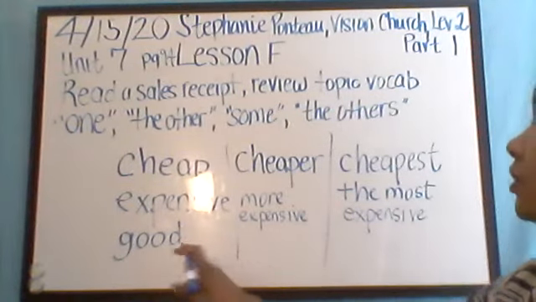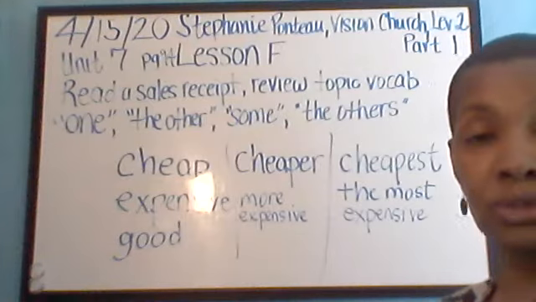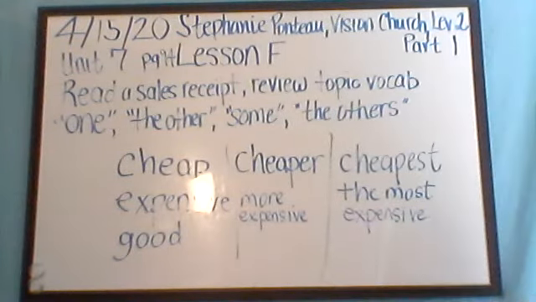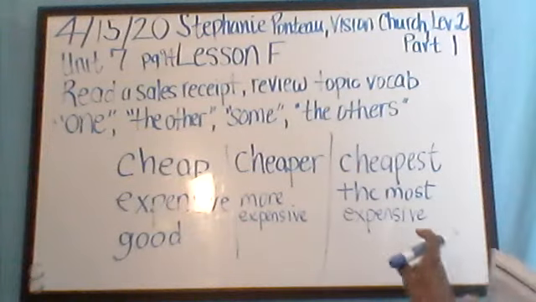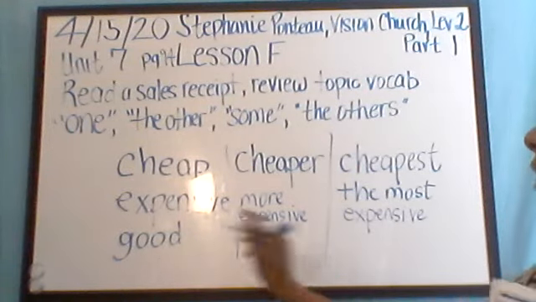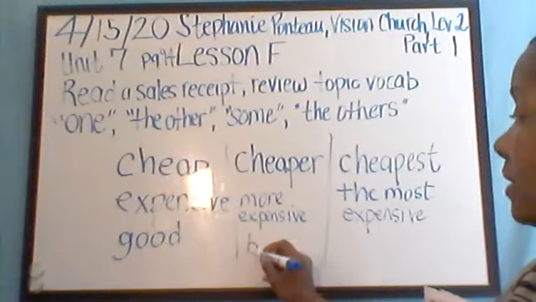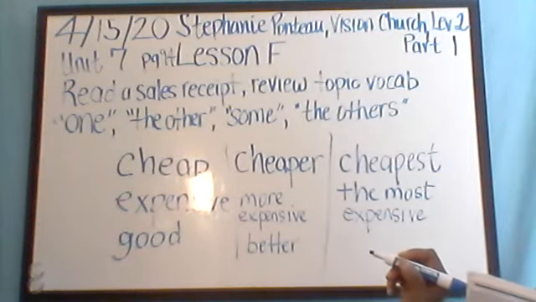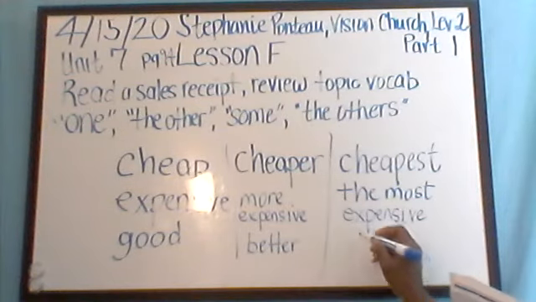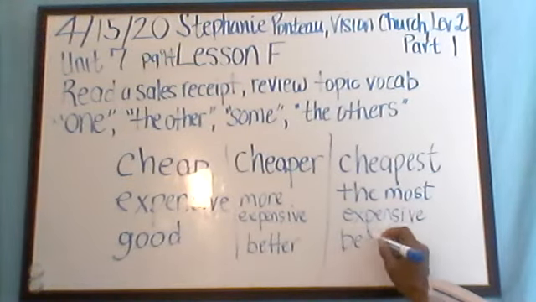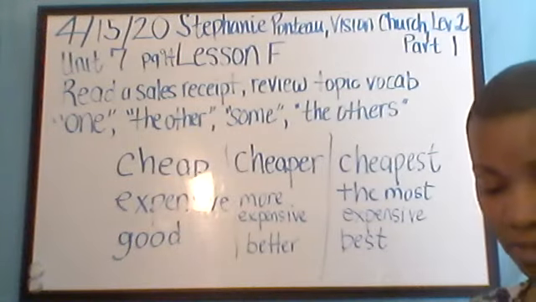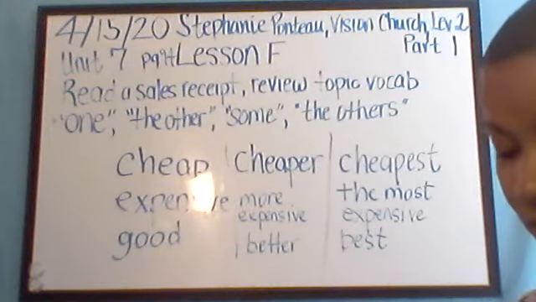all right, and then good is one of those irregular adjectives where it's a totally different word for the comparative and superlative. So it's good, comparative is better, and the superlative is best. Very good. Good, better, best. All right, so let's see. What else do we want to review?